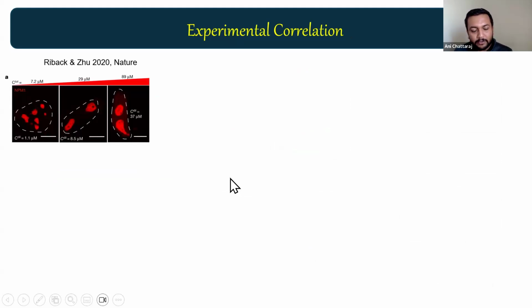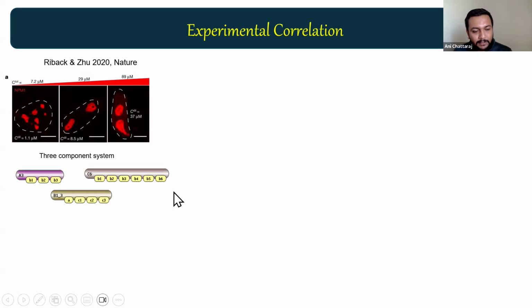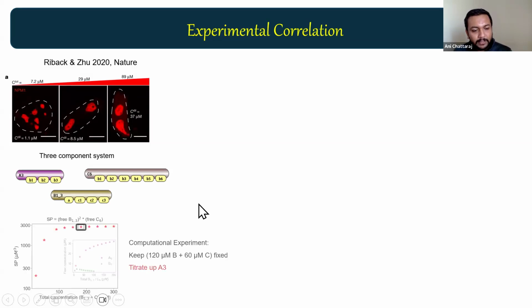So here we are going to try to compare our simulation with some experimental results. Again, in this particular system, which I described earlier, all the different components are held fixed. Only one component we are titrating up. All the other components are fixed here. So in order to mimic that system in our simulation, we have this three component system, A, B, and C. What we did, we initially created condensates between B and C, and then we are titrating up A into the system.